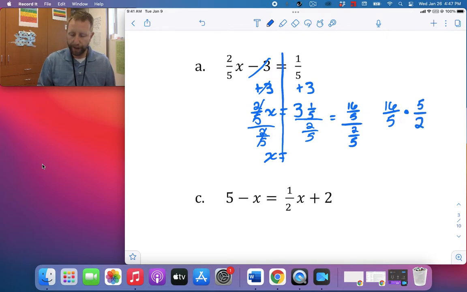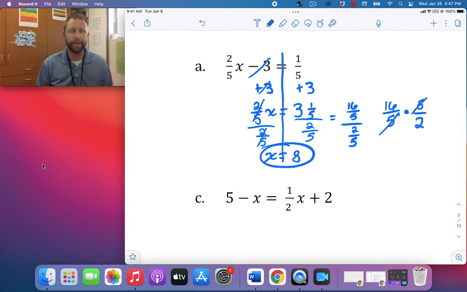Okay, those 5s, boom, they cancel each other out. And now it's just 16 divided by 2. And 16 divided by 2 is 8. Okay, of course you could just enter that in on your calculator if you know how.